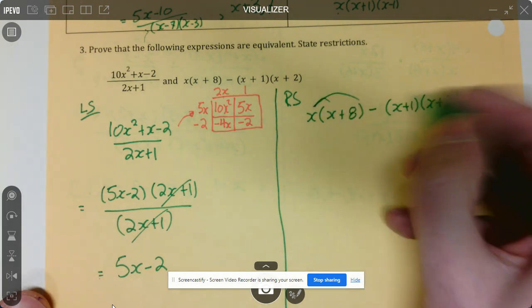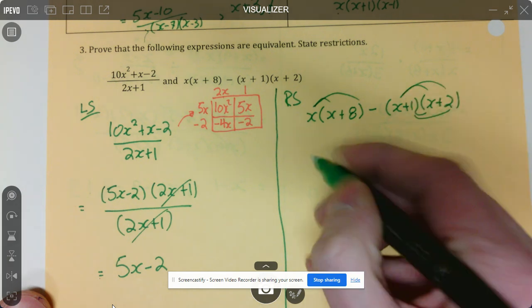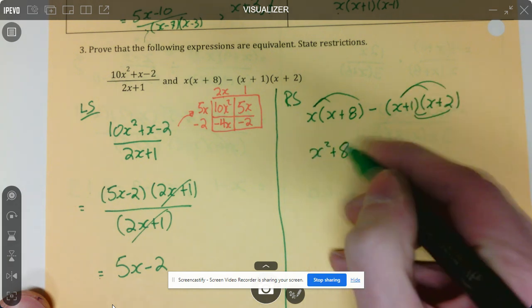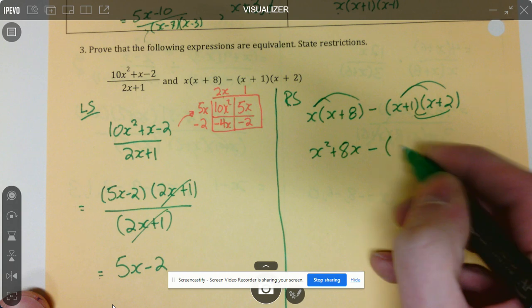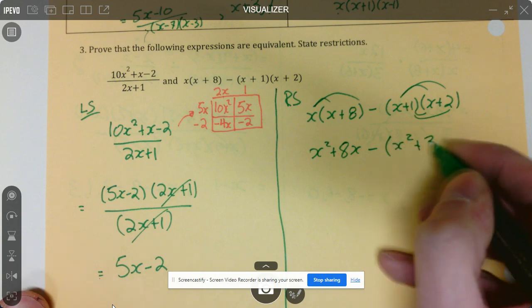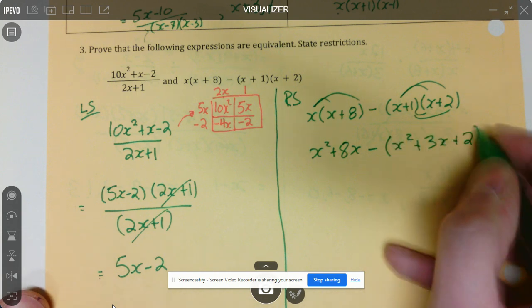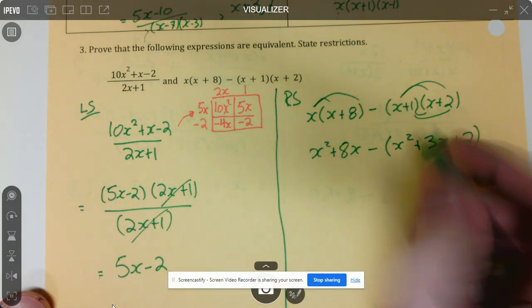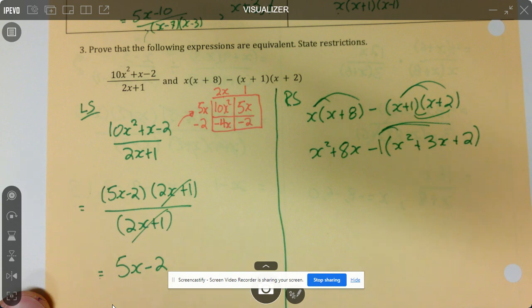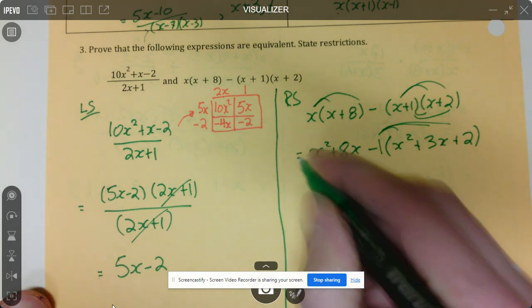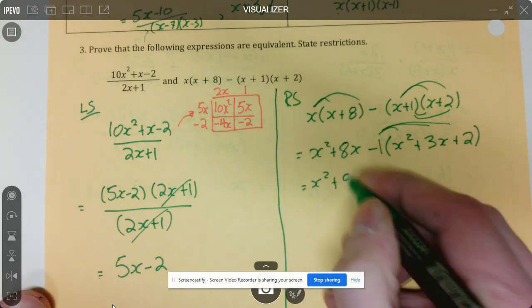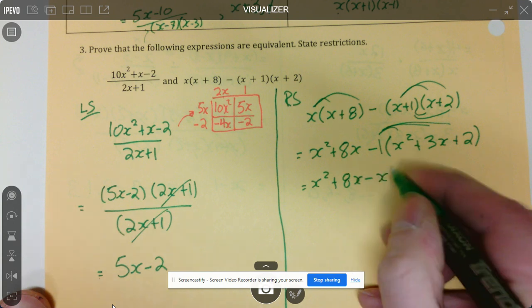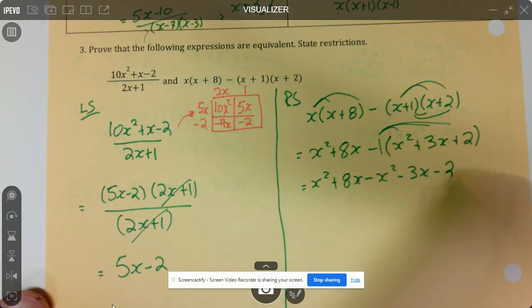So I'm going to expand and simplify. So I've got x squared plus 8x, subtract x squared plus 3x plus 2. So I'm going to FOIL and collect. I've got to distribute a negative 1, really, here. I'm subtracting that whole polynomial. So I have x squared plus 8x minus x squared minus 3x minus 2. And now I can collect my like terms.